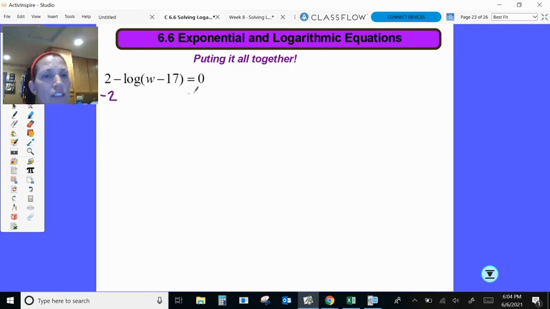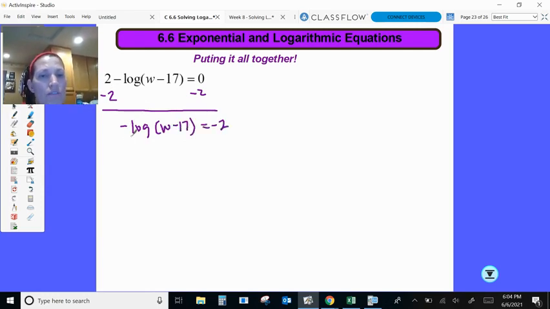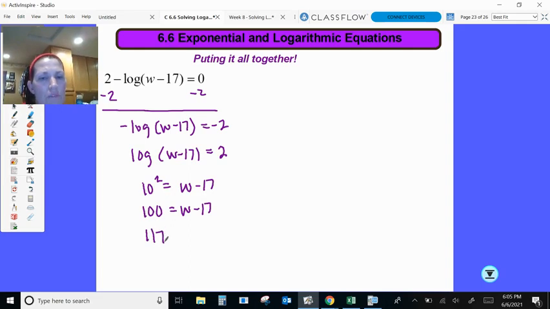So same thing right here. I would just want to subtract this 2 to get this logarithm all by itself. So we have the opposite of log W minus 17 equals negative 2. Then I want to get rid of this negative, so I take my log W minus 17 equals a positive 2. Now I can write this in exponential form. So base 10 to the second power equals W minus 17. That gives me 100 equals W minus 17, which gives me 117 equals W.